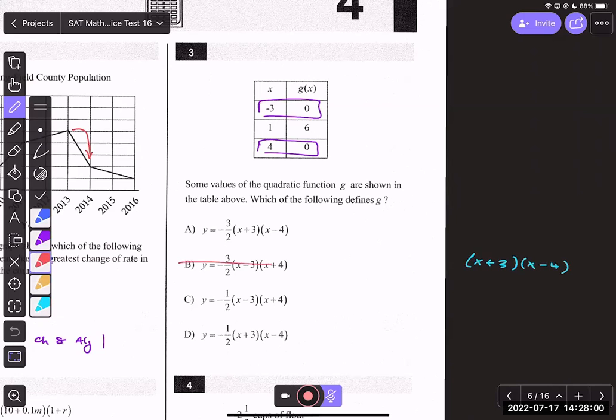So that means that I know that B and C are wrong right away. I know that I have to be either A or D. Now for A or D, I'm going to need to use this 1, 6. So if I plug in 1, I need to get 6 back from g. So this means that I am doing 4 times -3 times something, let's say, k, is equal to 6. Well, 4 times -3, that's equal to -12. K should be equal to -1/2 in order for this to be equal to 6, which means that my answer here has to be D.